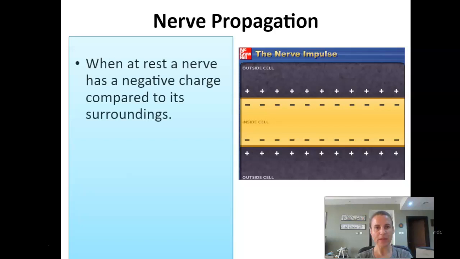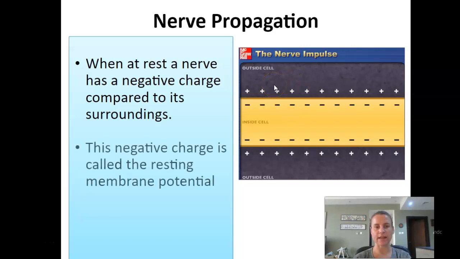When it is resting, a nerve cell has a negative charge. This diagram is just showing the inside of a cell, with the cell membrane, and this is outside of the cell. Inside the cell has a negative charge and outside the cell has a positive charge. This is compared to its surroundings, so it's negative compared to the outside of the cell.